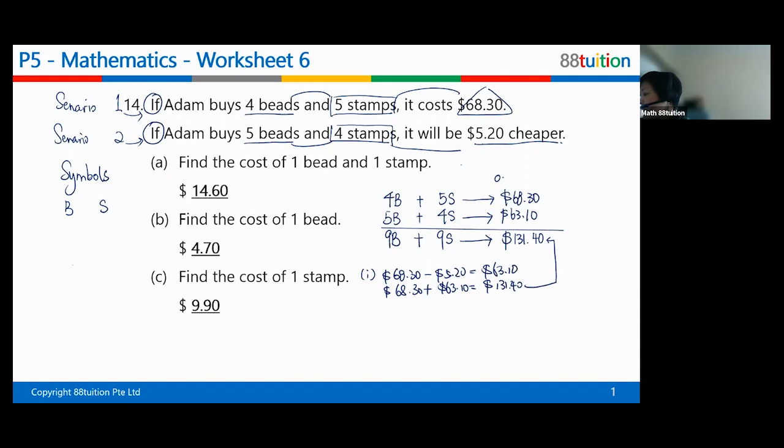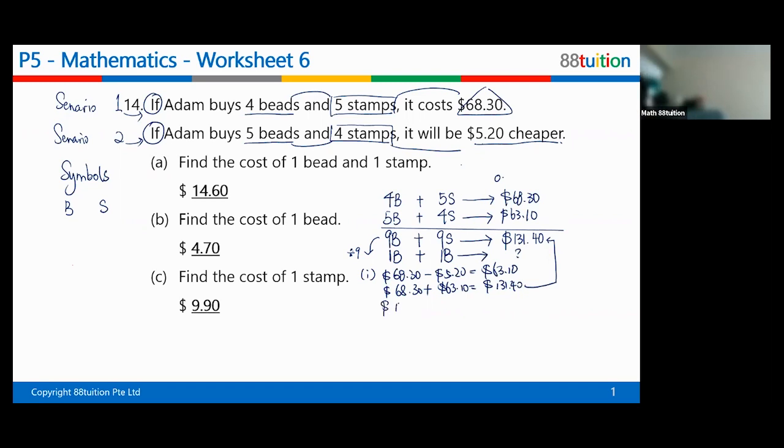9B and 9S. Now, since 9B and 9S, that means there must be 9 sets, right? So just now, you mentioned you want to divide by something. What do you divide by? Divide by 9. What is the purpose of dividing by 9? Because there are 9 bits and 9 stamps. So you divide by 9 because you wanted to look for what? One bit, one stamp, which is one unit. Very good. That is for 1 pair, which is 1 unit.